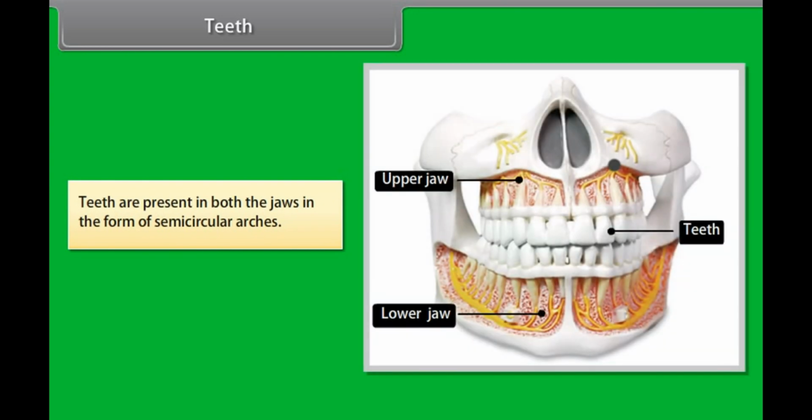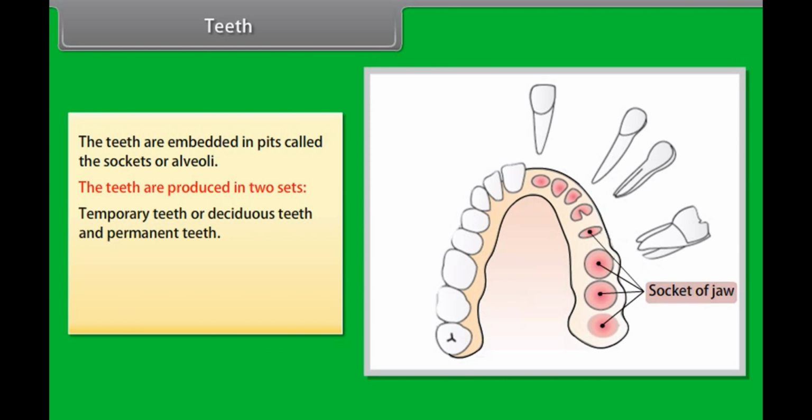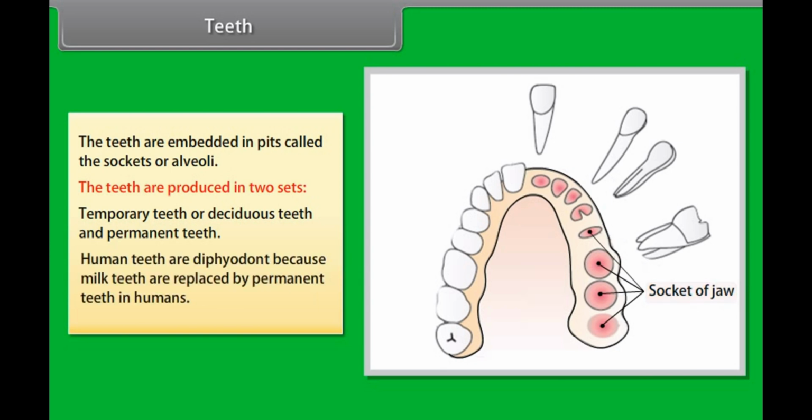Teeth. Teeth are present in both the jaws in the form of semicircular arches. The teeth are embedded in pits called sockets or alveoli. The teeth are produced in two sets, temporary teeth or deciduous teeth, and permanent teeth. Human teeth are diphyodont because milk teeth are replaced by permanent teeth in humans.